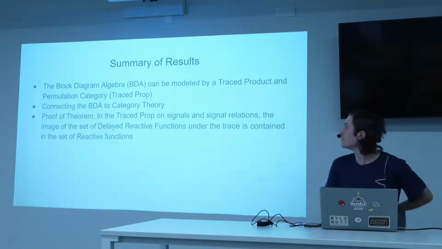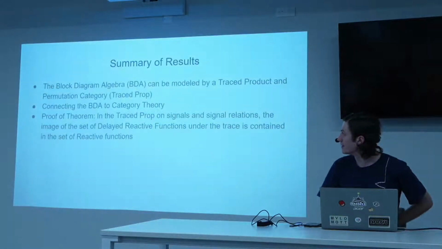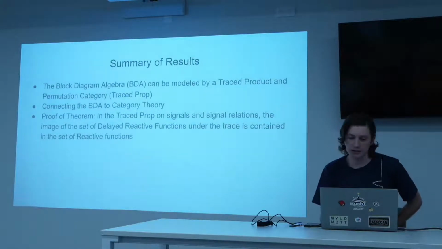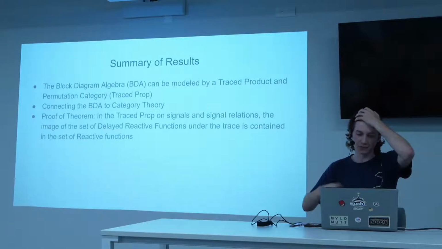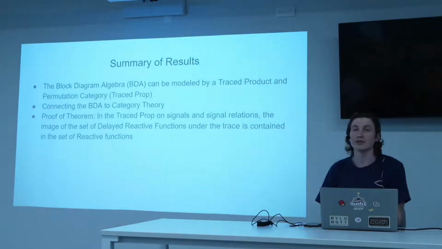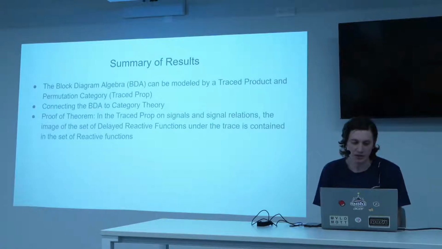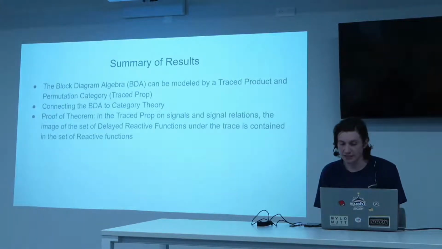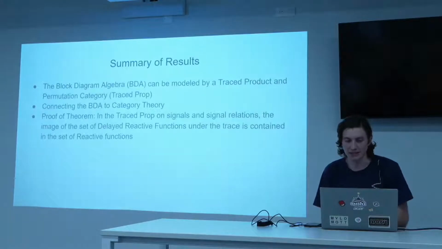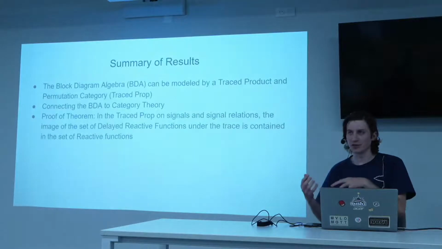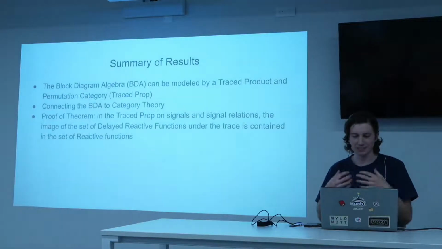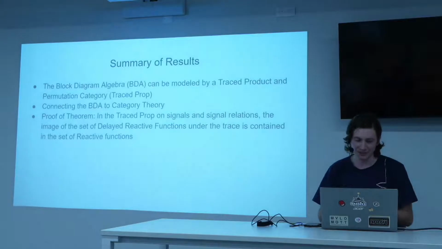So I'll start from this result summary. My main result is that the block diagram algebra of Faust is part of this general mathematical construct called a traced product and permutation category. Specifically for Faust, this is where the objects are signals and the morphisms are relations on signals. Apologies if this is a bit of jargon. Later on in this presentation, I'm going to explain more of what all of the jargon means.